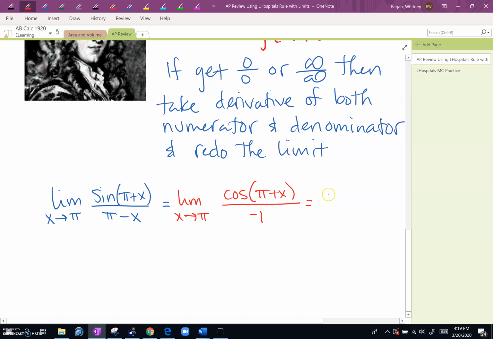So now if we plug in pi, like we're normally used to, pi is just a number, we'll have cosine of 2 pi all over -1. Cosine of 2 pi, so if we're here, here's 0, here's pi, go back, now we're at 2 pi, so that's 1 over -1, which should have been -1.